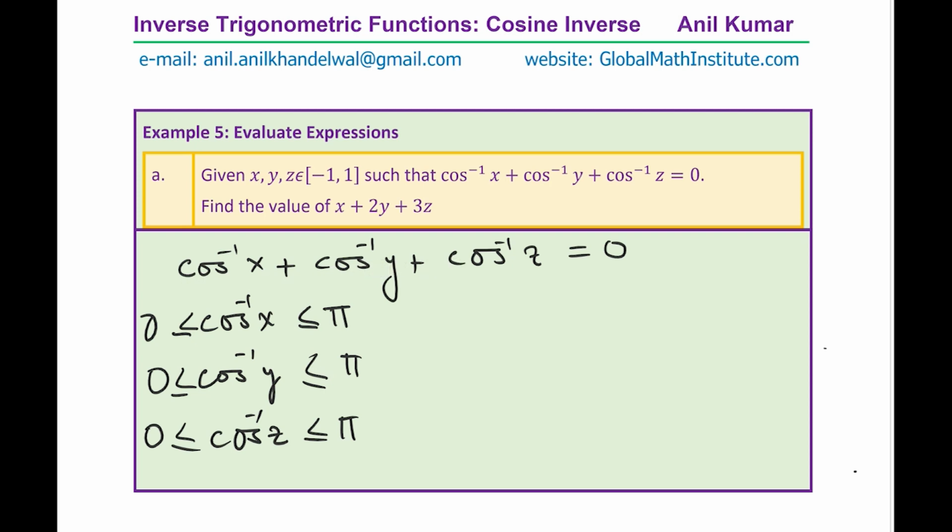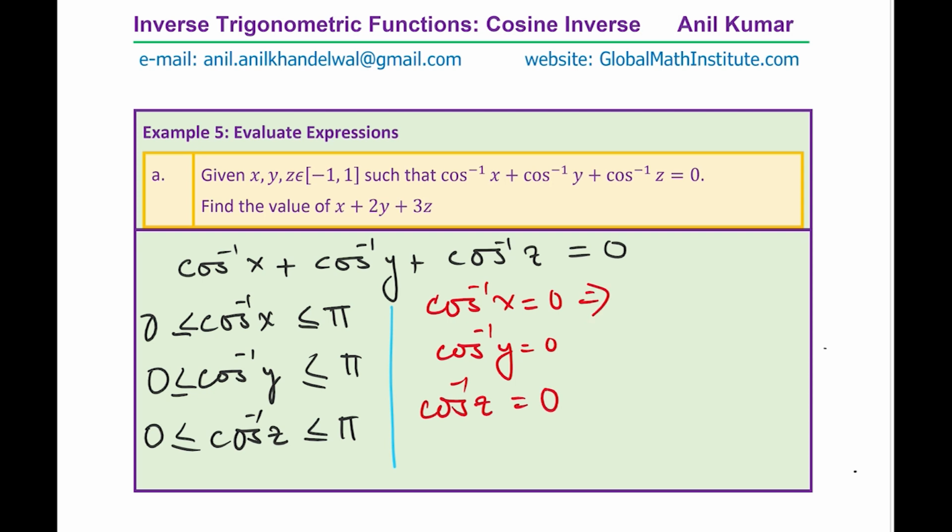We need the sum of these three to be 0. How can we get it? Well, it is only possible if cos inverse of x is 0, cos inverse of y is also 0, and cos inverse of z is also 0. Now that implies that x is equal to what? Well, if cos inverse of x is 0, then the value of x has to be 1, right? Because this means x is equal to cos of 0, and cos of 0 is 1. Similarly, we can get the value for y and z to be 1. Is that clear?